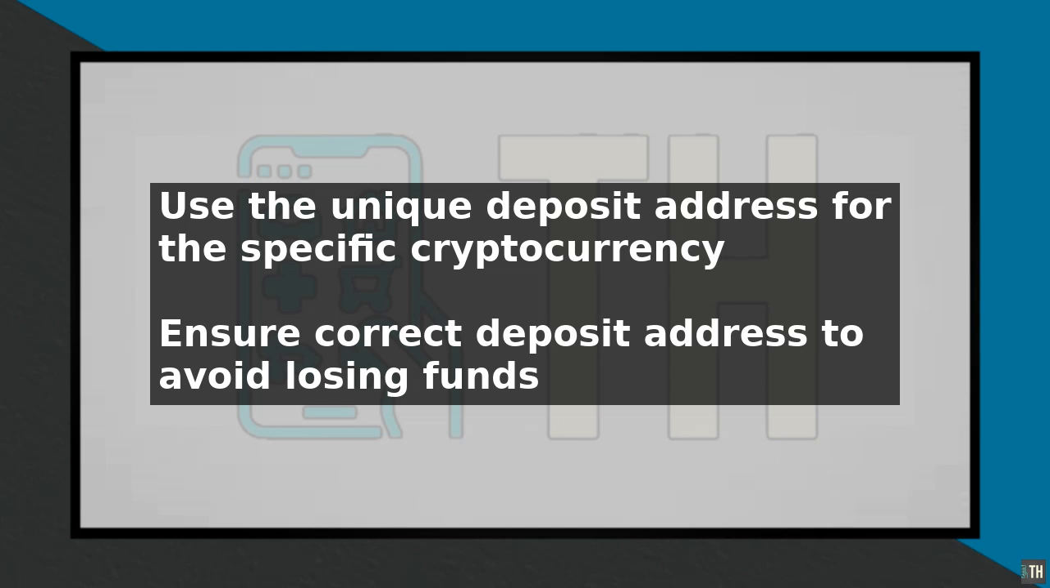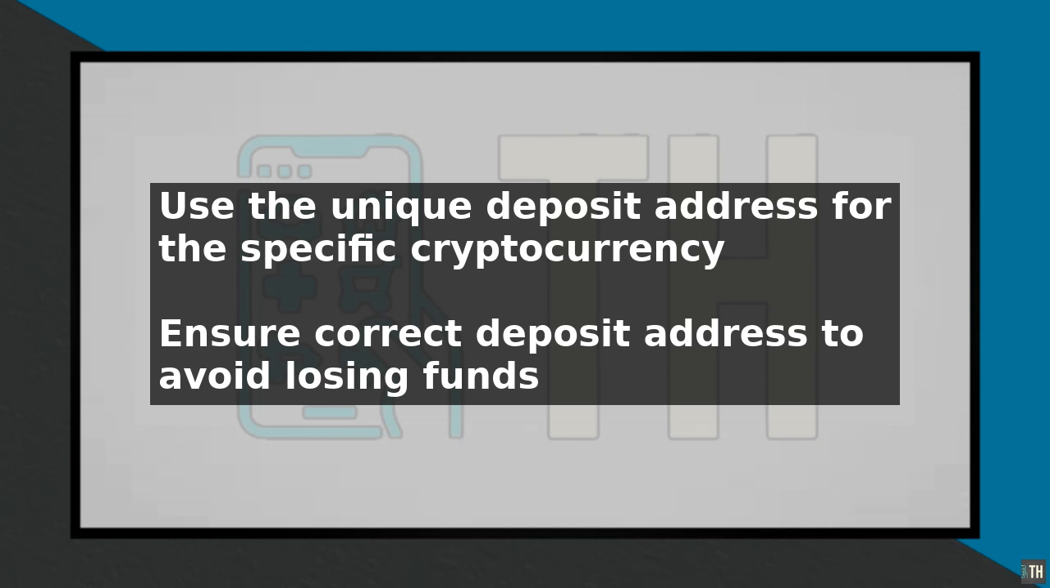To initiate the deposit, copy the deposit address from the Crypto.com exchange and paste it into your external wallet or exchange account. Double-check that the address is correct and the network is compatible with the Crypto.com exchange. Enter the amount you wish to deposit and confirm the transaction.